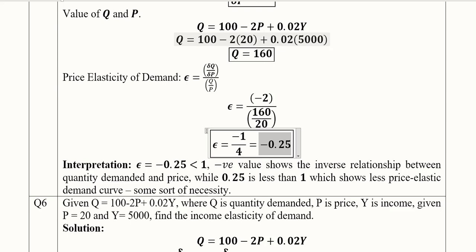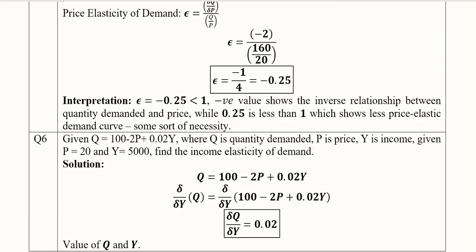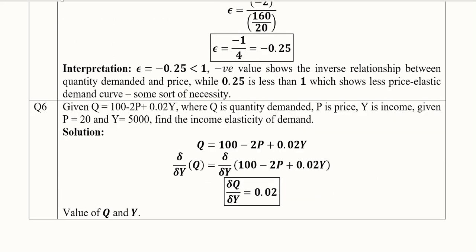Once the price elasticity is less than 1, it means that we are dealing with some sort of necessity, that even if the price increases by 1%, the decline in the quantity demanded will be less than 1%. So this is the real life interpretation of that question.